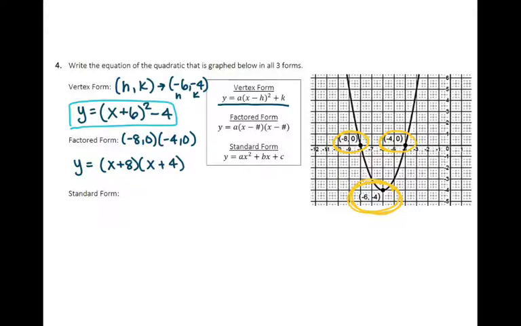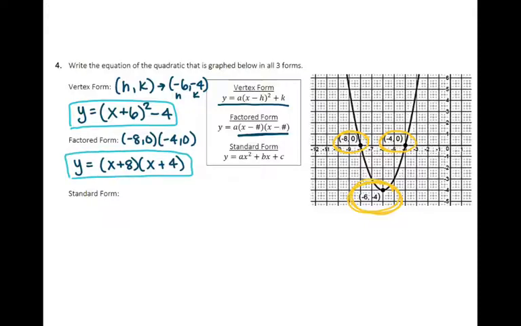because it's always x minus your number if I look at my factored form on the side. So x minus your x-intercept. So x minus -8 becomes x plus 8. x minus -4 becomes x plus 4.